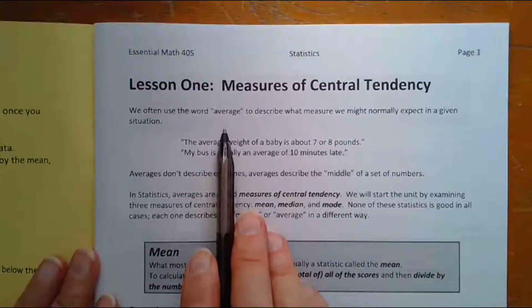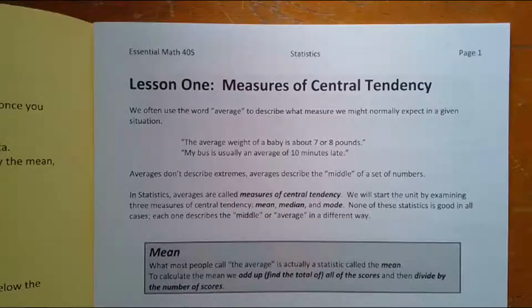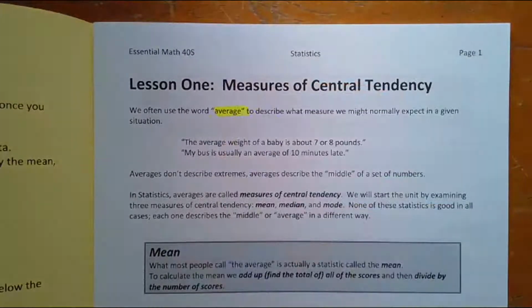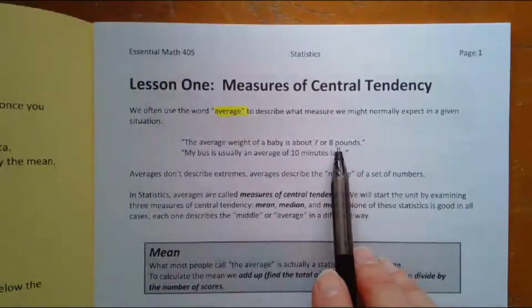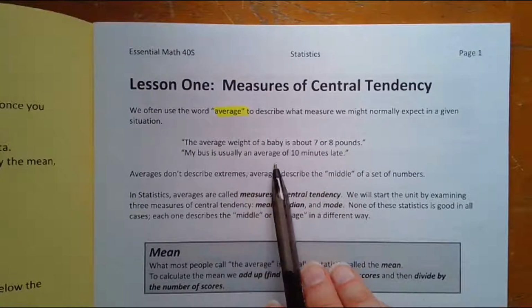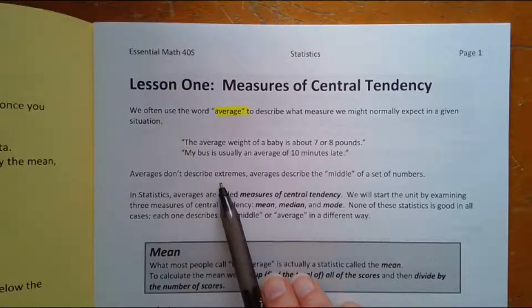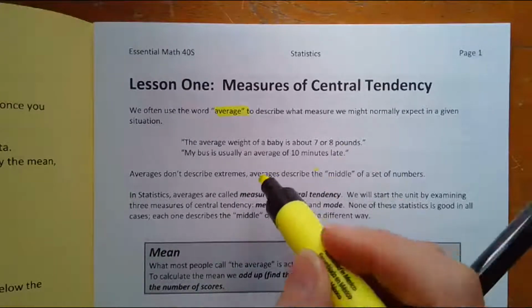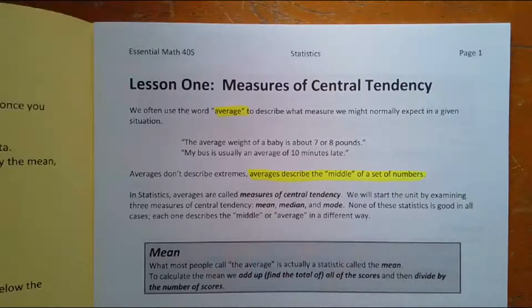It talks about the word average. We often use the word average to describe what measure we might normally expect in a given situation. So we've all used that word average. We'll say the average weight of a baby is about 7 or 8 pounds. My bus is usually an average of 10 minutes late. Averages don't describe extremes. They describe the middle of a set of numbers. So that's kind of a nice sentence: the average describes the middle.